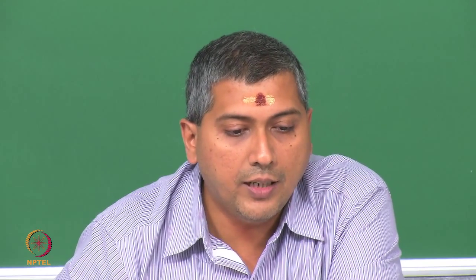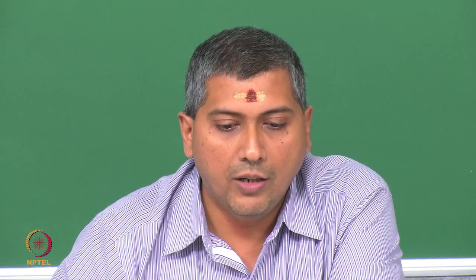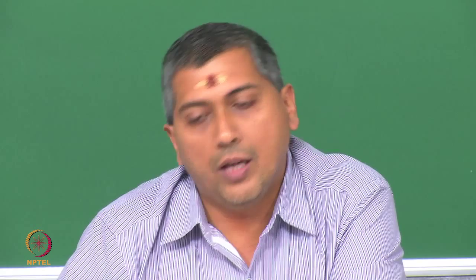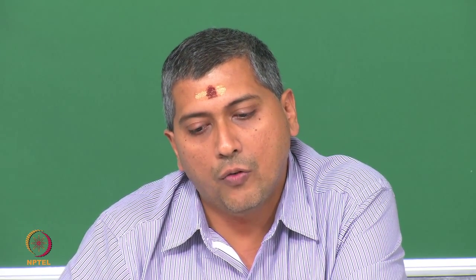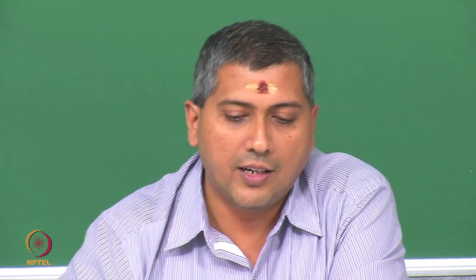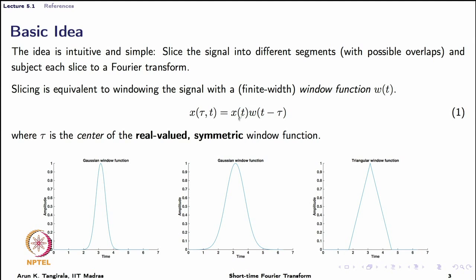So, let us get into the math here. First of all, slicing is equivalent to windowing the signal with a finite width window function. That is the key. Now, we require these window functions to be of finite width, obviously because we want time localization. You can imagine the regular Fourier transform to be a short time Fourier transform. In fact, it is a long time Fourier transform. The window functions are infinite in length. So, I can represent the sliced segment of the signal as x of tau comma t. T is the general function of time that we have been using. Now, tau is the center of the window function that I am going to use.